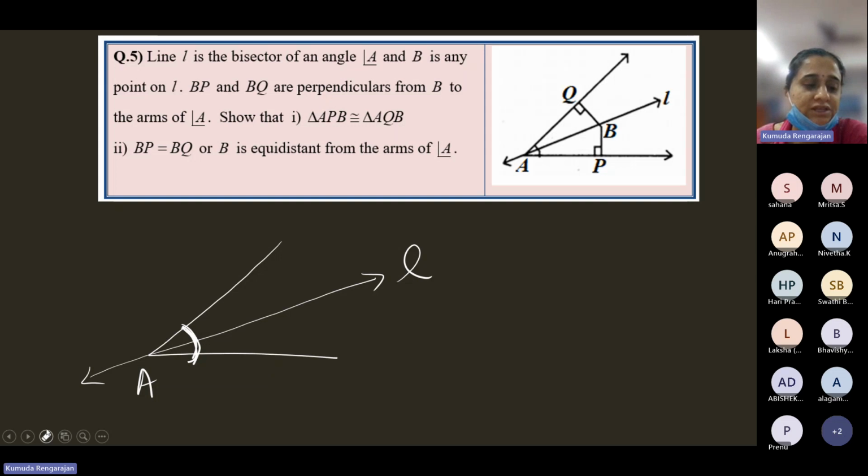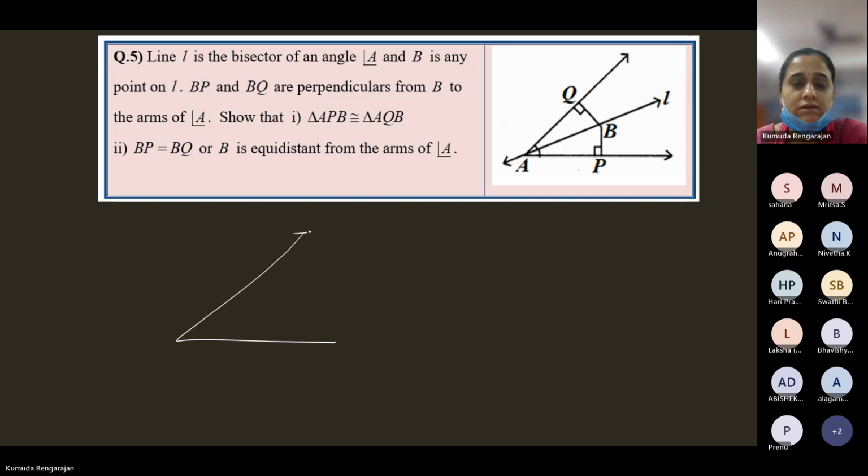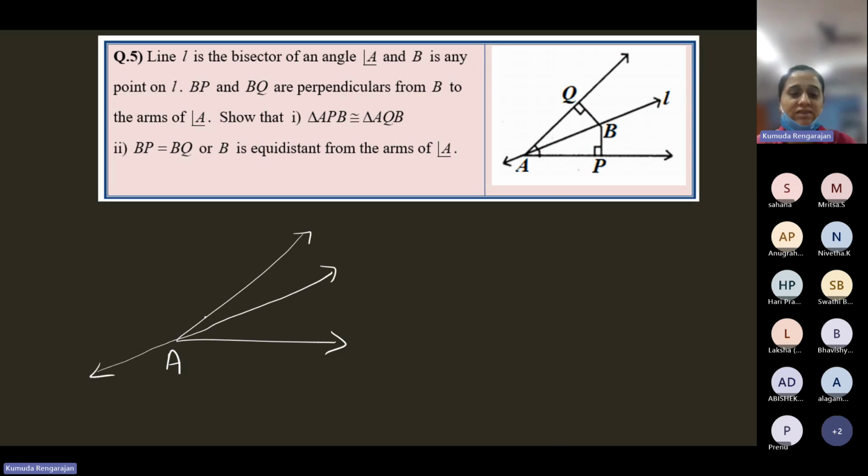So initially we have this angle A. Then there is this line L going through the vertex and bisecting angle A. So this angle 1 is equal to angle 2 because the angle is bisected. BP and BQ are perpendiculars from B to the arms of angle A.